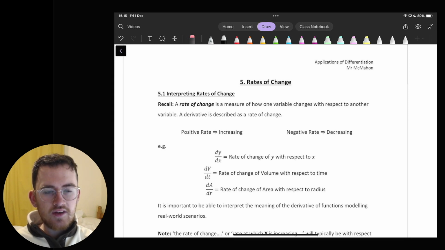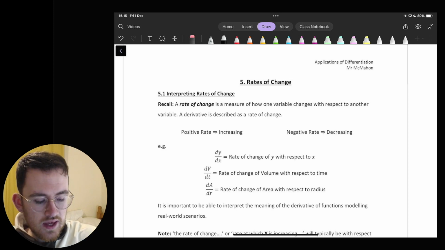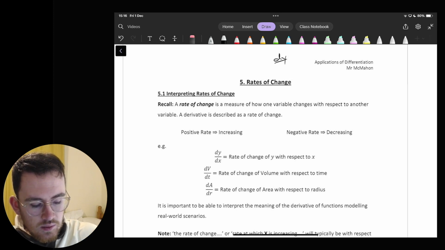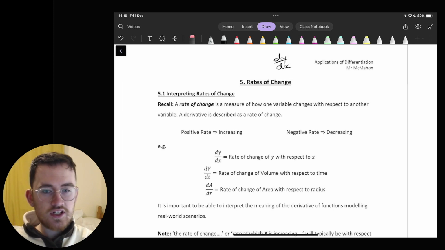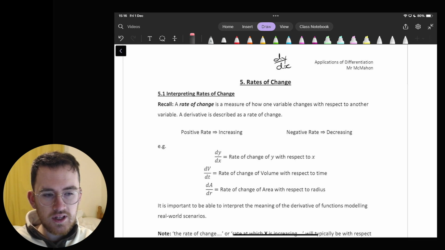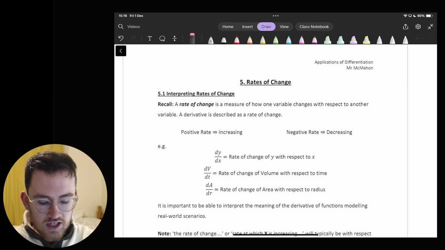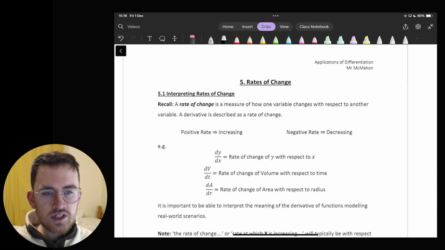It's something that you have been looking at, and we said at the start that differentiation and the derivative in its essence, that dy dx idea, is the rate of change of y with respect to x. So it's how one variable changes with respect to another variable, and the derivative is this rate of change. If we have a positive rate of change, we're increasing. If we have a negative rate of change, then we're said to be decreasing.